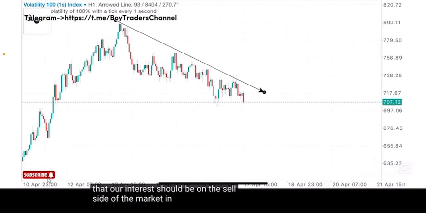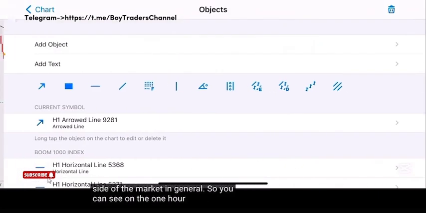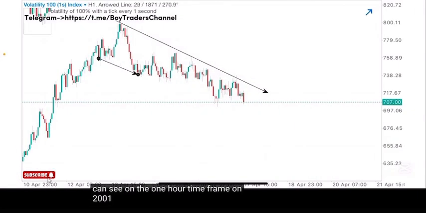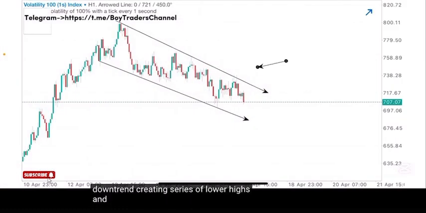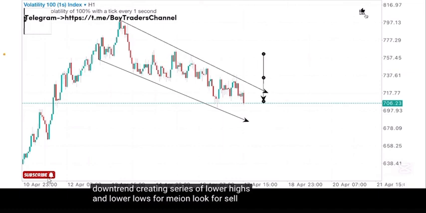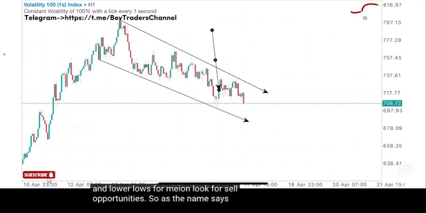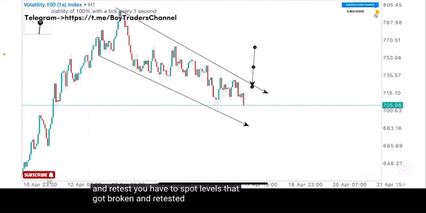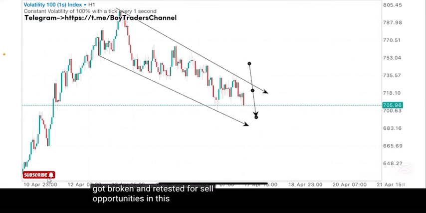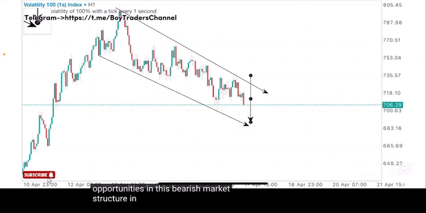the market in general. So we can see on the 1 hour time frame on pfotits 101x index that this index is on a downtrend, creating series of lower highs and lower lows formation, looking out for sell opportunities. So as the name says, break and retest, we have to spot levels that got broken and retested for sell opportunities in this bearish market structure, in this downtrend.